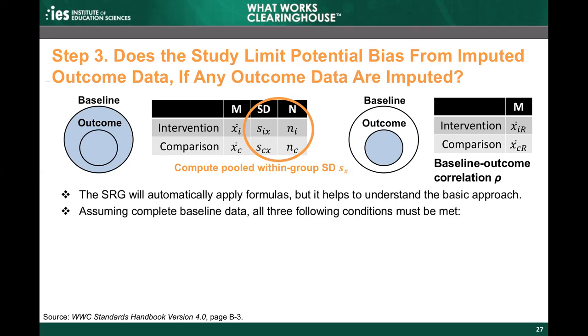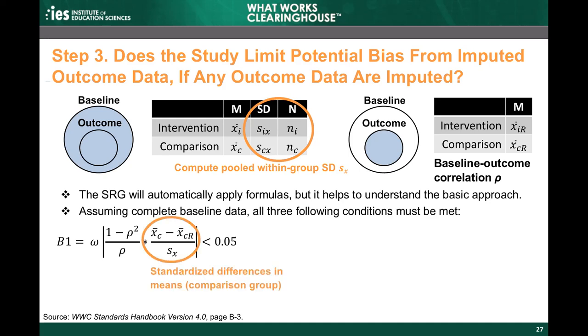So again, in the simple scenario in which there's complete baseline data, the following three conditions must be met. What I'm going to show you is three different mathematical formulas that correspond to different bounds for the potential bias due to imputed outcome data. In all cases, these three formulas have to evaluate to be less than 0.05, because the WWC requires the potential bias due to imputed outcome data to be less than 0.05 standard deviation. So the first formula is this. I'll walk you through each component of this formula.